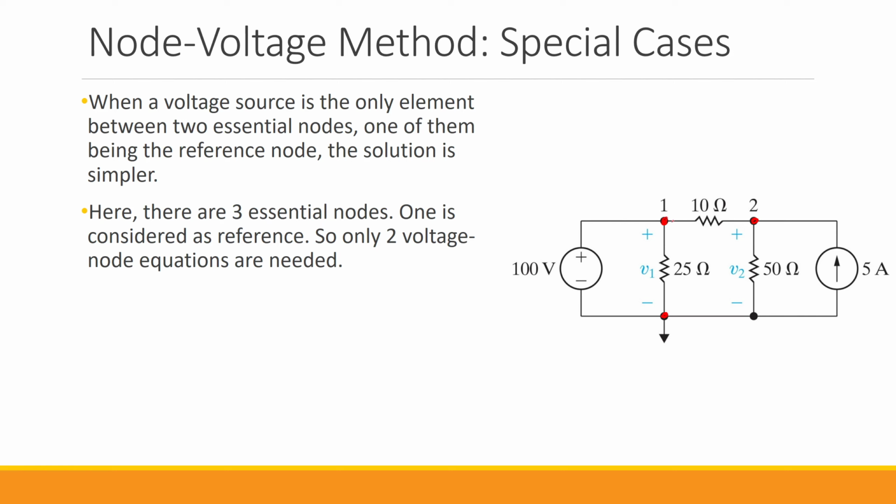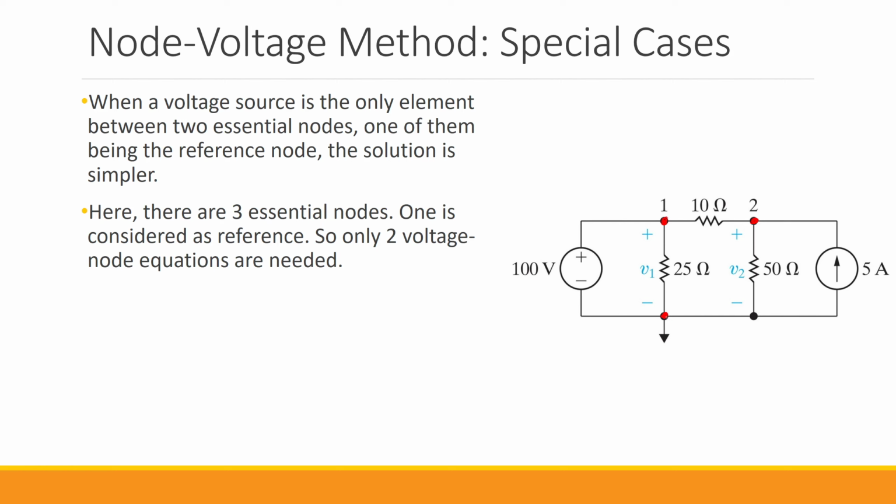This node has three elements connected to it, the 100 volt, the 25 ohm, and the 10 ohm. This one also has three elements connected to it, the 10 ohm, the 50 ohm, and the 5 amps. And finally, this one is the point of contact of four components, the 100 volt, the 25 ohm, the 50 ohm, and the 5 amp. So basically, we have only three essential nodes here. We don't have any regular nodes here.